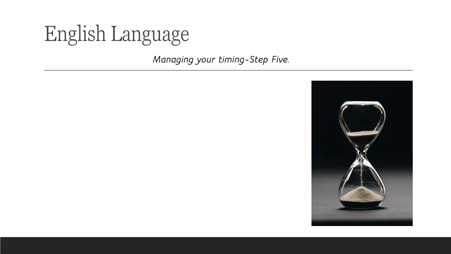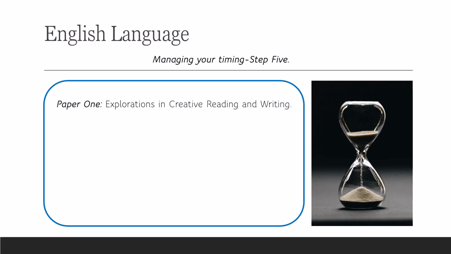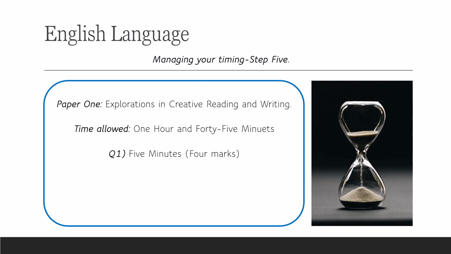Managing your timing. So in case you're unaware, this is the actual full name of the exam paper. It's called Explorations in Creative Reading and Writing. And within this exam, you would normally get 1 hour and 45 minutes, unless you get additional time. So for question 1, you should spend about 5 minutes on this question because it is worth 4 marks. Question 2 is worth 8 marks, so you should spend around 10 minutes. Likewise for question 3, which is our structure question.